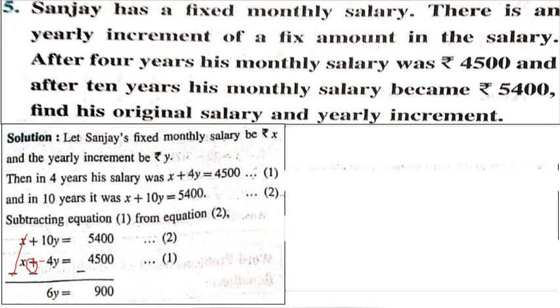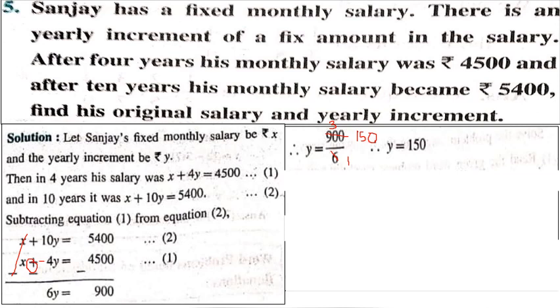Are we supposed to find 6y? No, we only want y. So y will remain there itself. 6 from multiplication shifts that side and becomes division. So here we have the fraction as 900 upon 6. 6 ones are 6. Similarly, 6 ones are 6. 9 minus 6 is 3. So 6 5s are 30 and 6 zeros are 0. So therefore, y is the increment. So every year he has additional amount of 150 added to his salary, that is the increment.